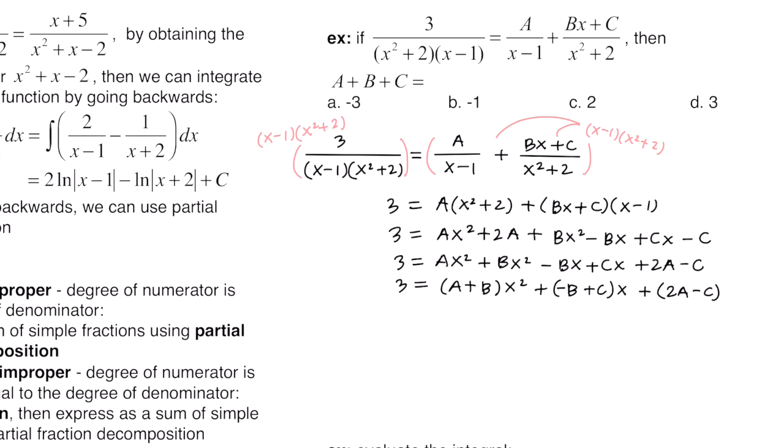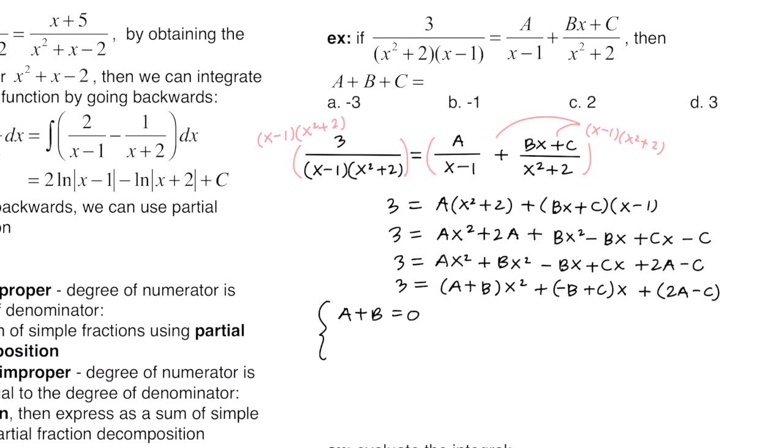At this point, we're going to set up a system of equations. You can see that on the left side of the equation, all you have is a constant. You do not have an x term and you don't have an x squared term. So since we don't have an x squared term, it's technically 0x squared. And then right here we have A plus B x squared. So we can set A plus B equal to 0.